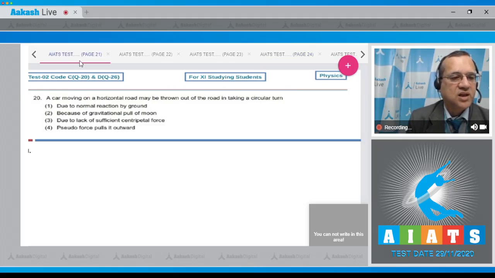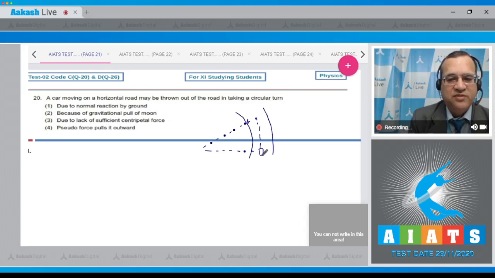Question number 20: a car moving on a horizontal road may be thrown out of the road in taking a circular turn. These are the four options. You know that as this car is turning on the circular path, then for this car to keep its radius fixed, it needs a force toward the center called centripetal force. So centripetal force is required for the car to move on a circular path.